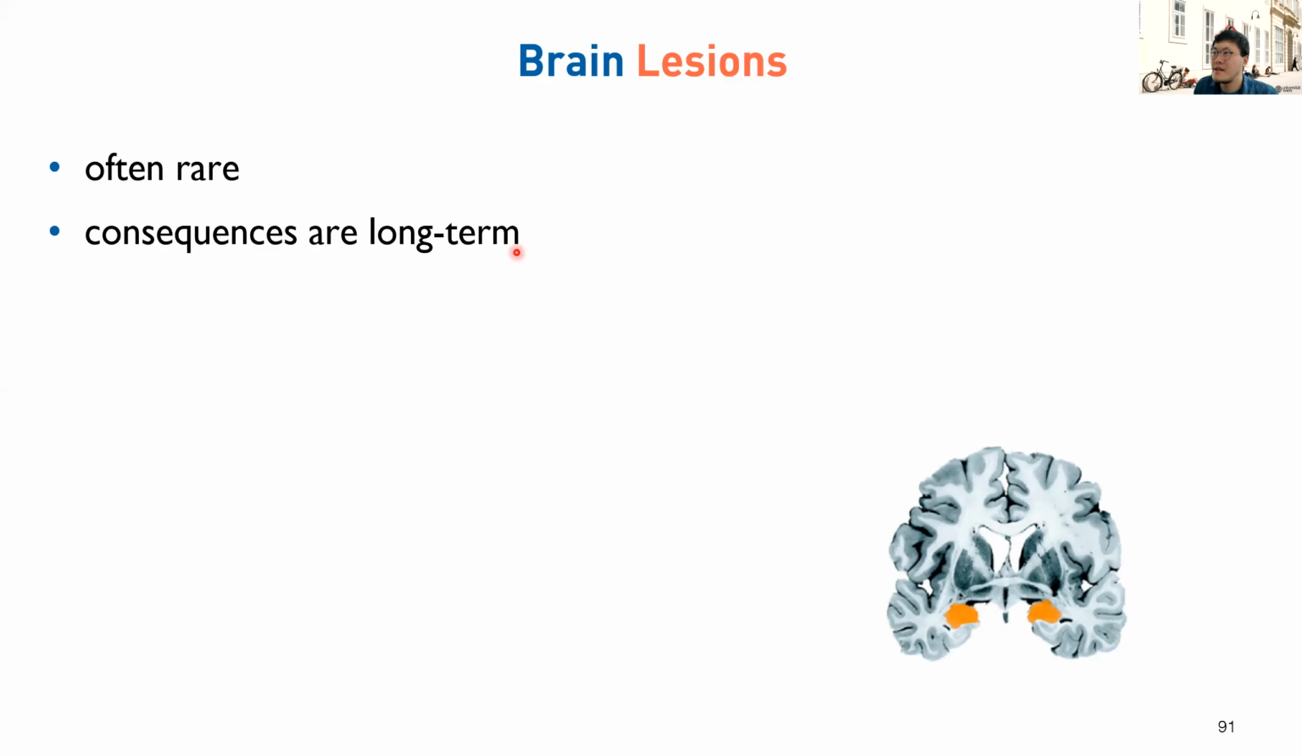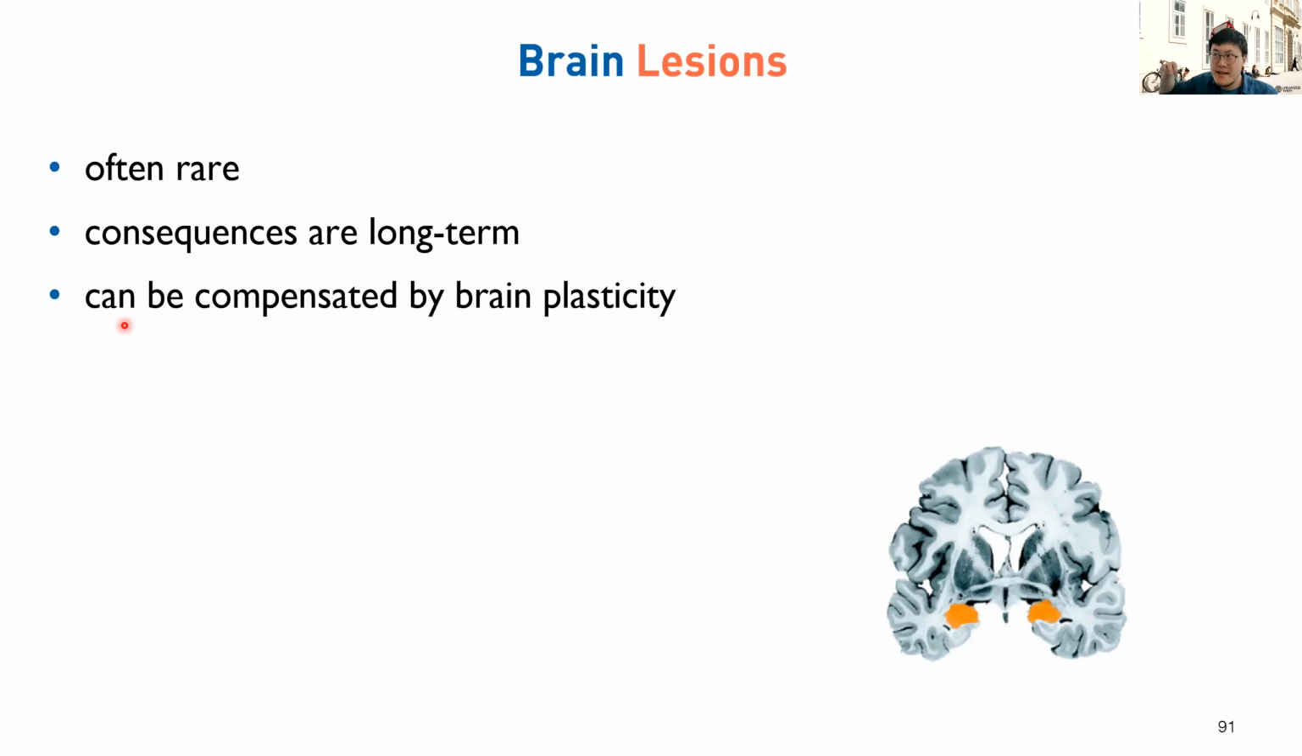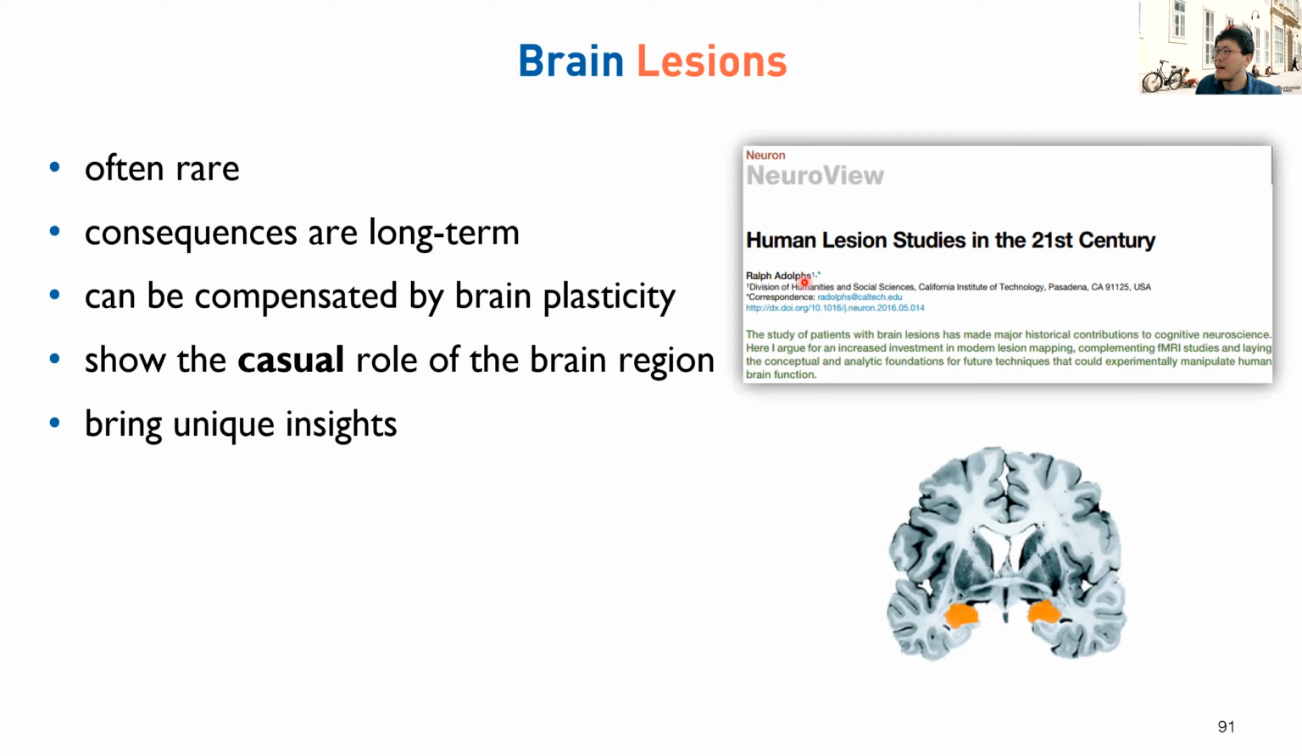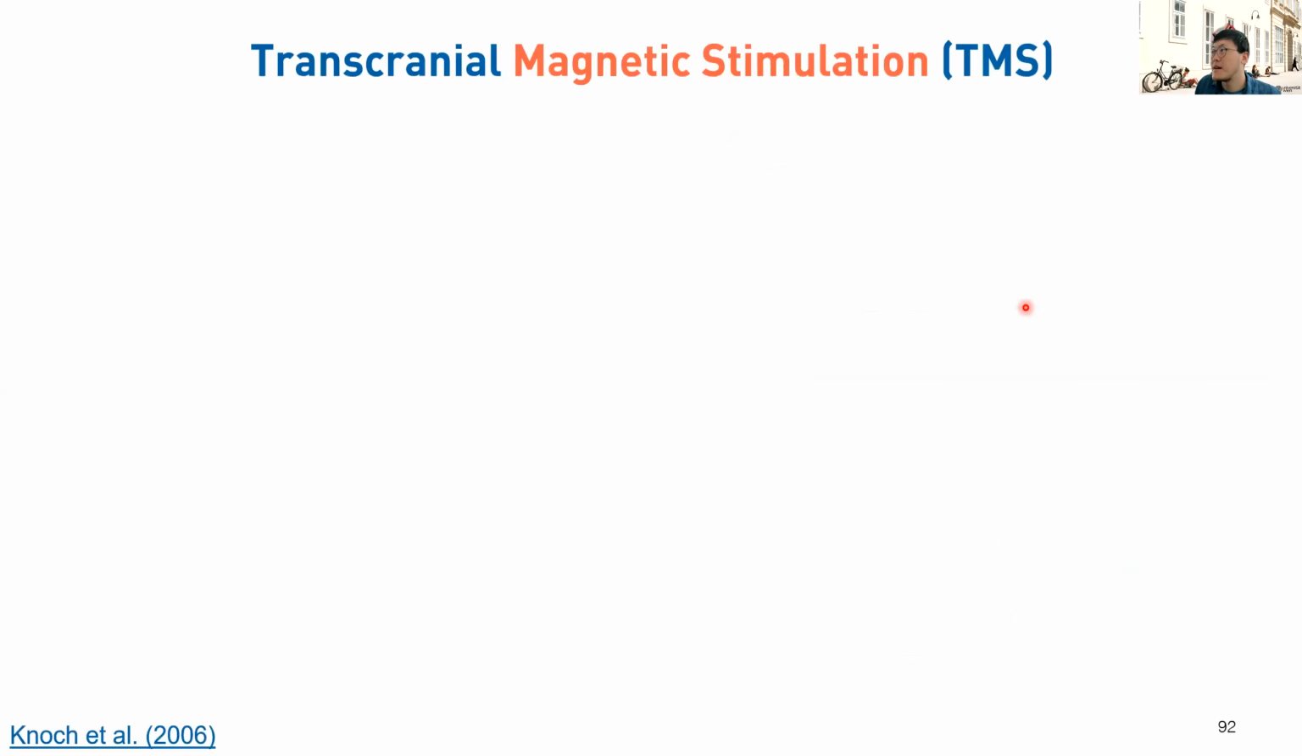And the consequence is long term. If there's a brain-damaged person, maybe this is carried over throughout the end of life. Maybe for lighter, not so severe brain lesions, the damage can be compensated by brain plasticity, but maybe not. This is the causal idea that I'm emphasizing, and it is an important research method to bring insights. Again, Adolphs wrote a paper in 2006 reviewing some of the recent findings of brain lesion studies in the 21st century. So feel free to take a look.